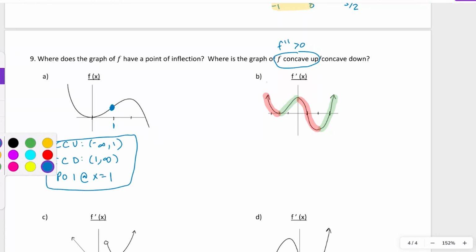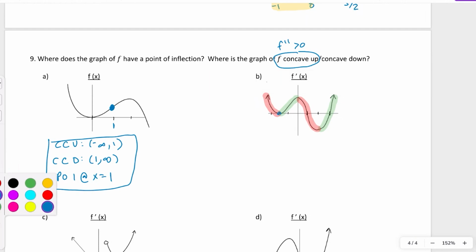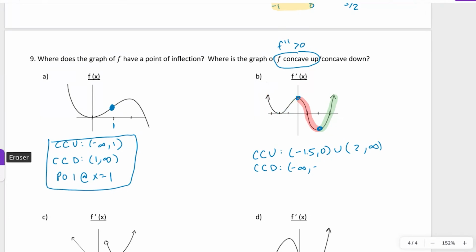So that's going to be at these two, or actually three, relative extremes. So f is concave up from, looks like negative 1.5 to 0, but also from 2 to infinity. It's concave down between negative infinity and negative, was that actually a point, or was that, oh, no, that was a point. So I apologize. That's negative 2.